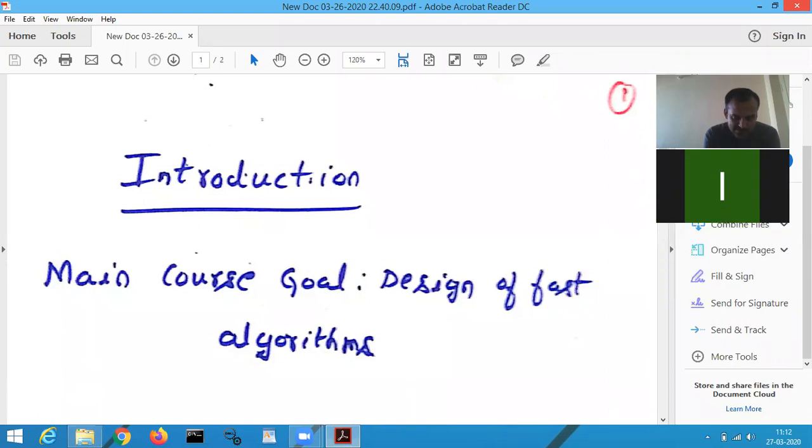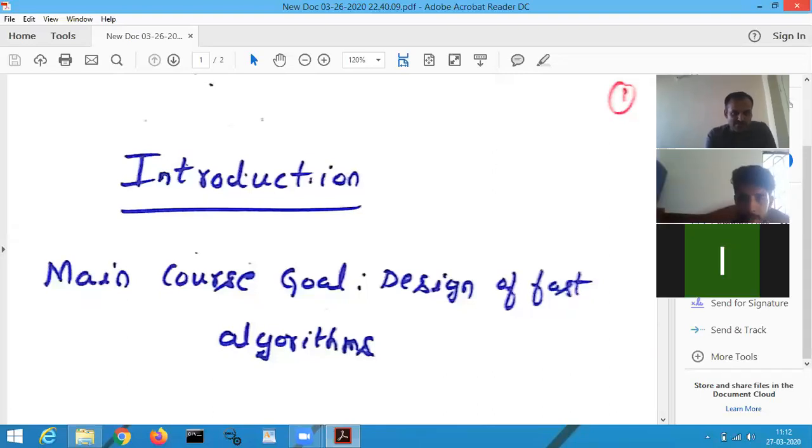Okay, let us start with a fundamental question. Given a certain problem, how do you solve it on a computer? There are different ways to solve the problem by using a computer.